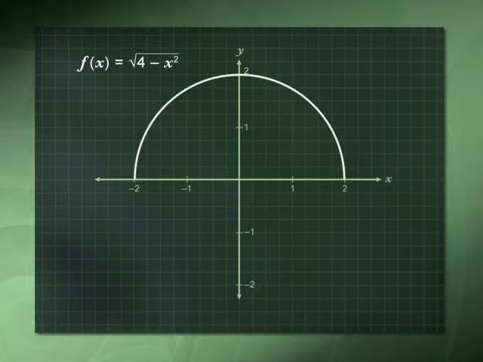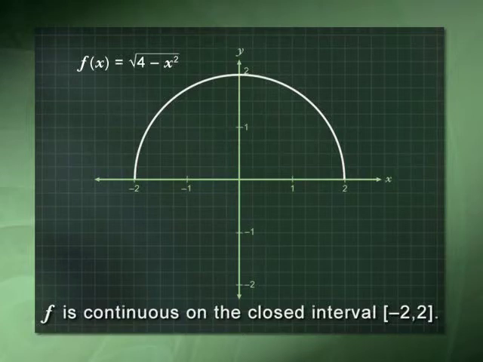Why? Because you can't approach from the other direction, can you? It's not even defined. So what we say is, in this case, that the function here, this semicircle, is continuous on the closed interval minus 2 to 2. Why? Because the limits at the endpoints, the one-sided limits, respect the function values there.